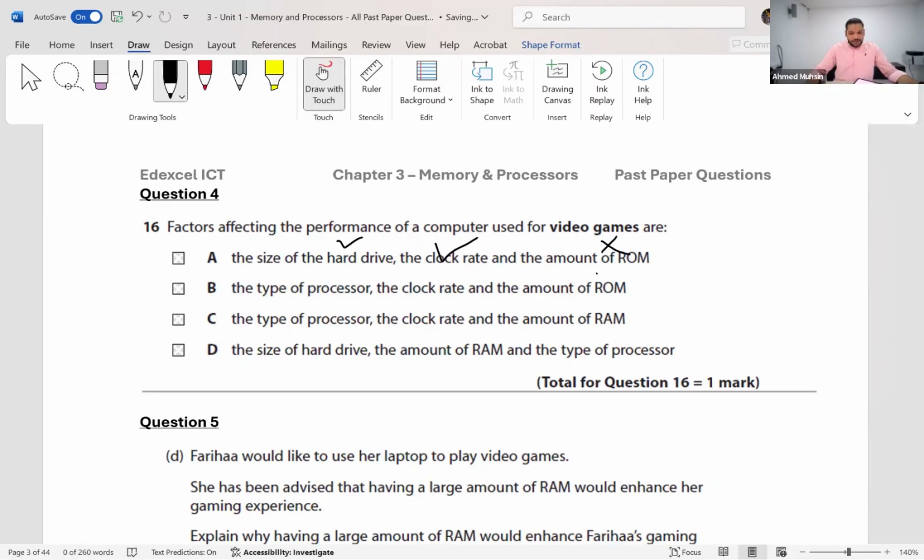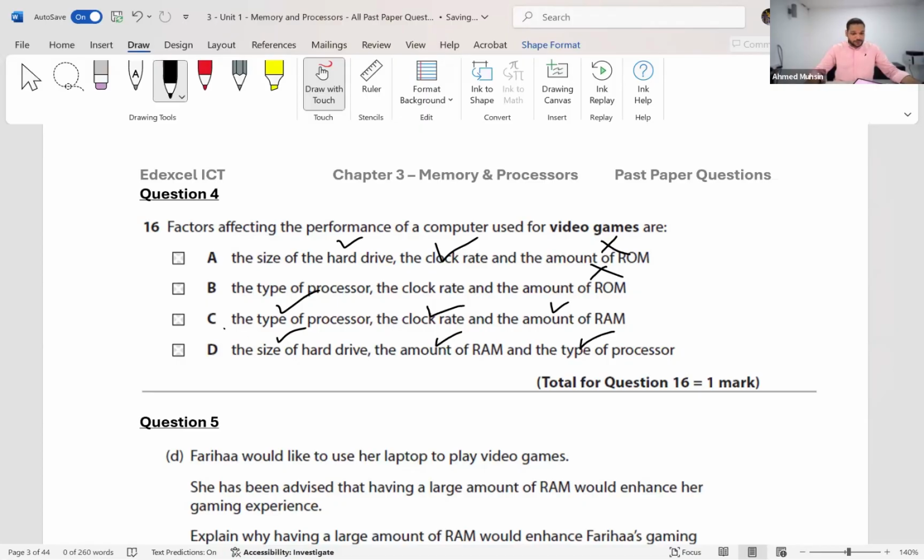Answer B is also having ROM. So answer B is also out. Answer C, the type of processor, yes. The clock rate, yes. The amount of RAM, also yes. Put C. Have a look at D. Size of hard drive, yes, important. Amount of RAM, also important. Type of processor, also yes.